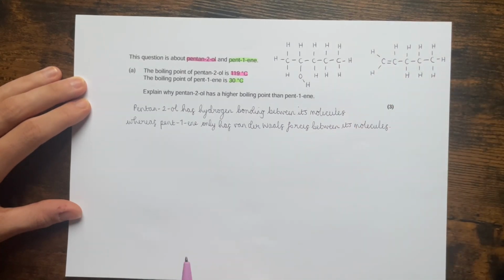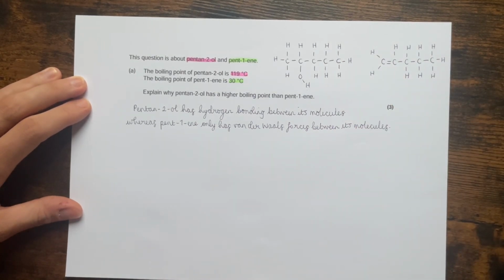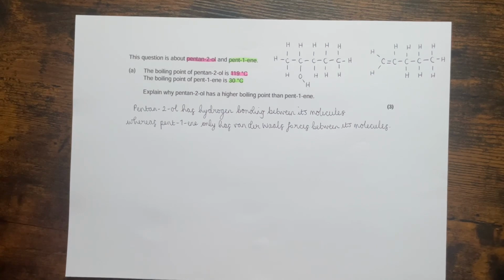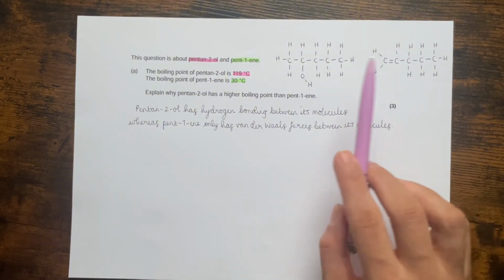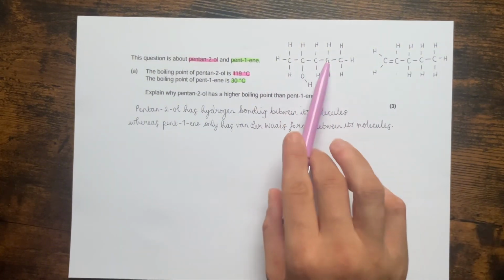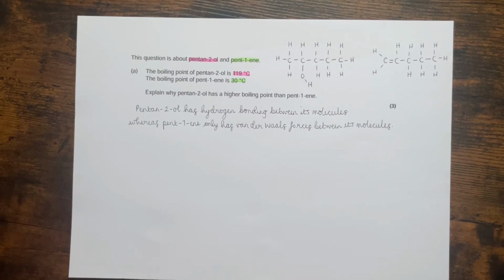So that's got me 2 marks because I've stated the strongest type of intermolecular force present between each of the types of molecules. There are no other intermolecular forces here because of the non-polar bonds. Here we still have van der Waals forces, but it's the hydrogen bonding that's way more important because hydrogen bonding is the strongest type of intermolecular force. Permanent dipole-dipole forces are in the middle, and then the weakest are van der Waals forces.